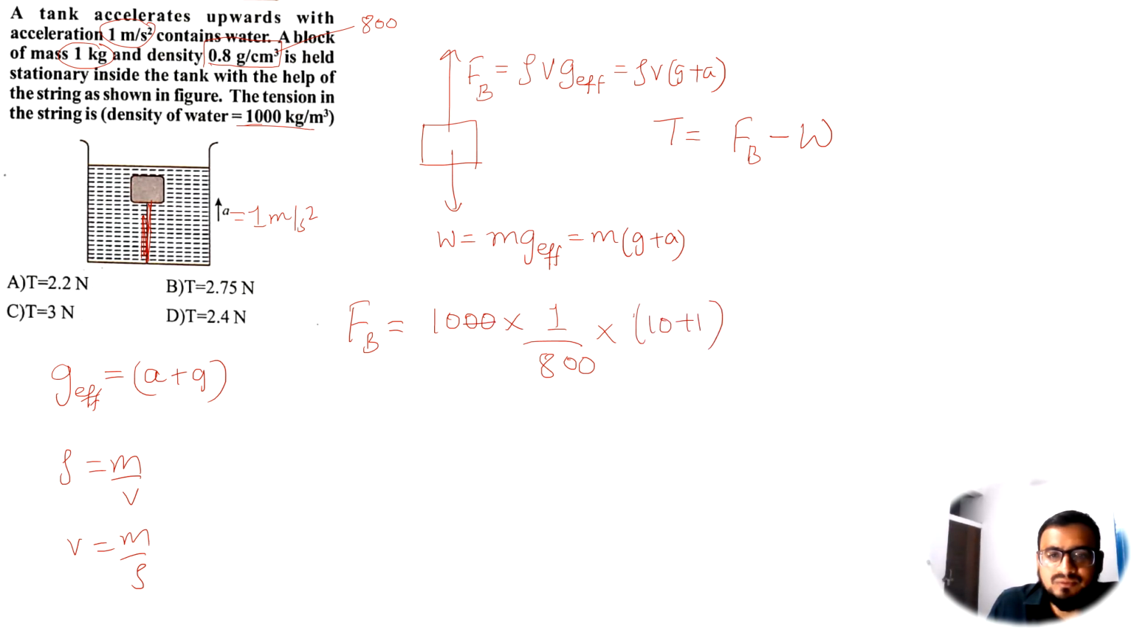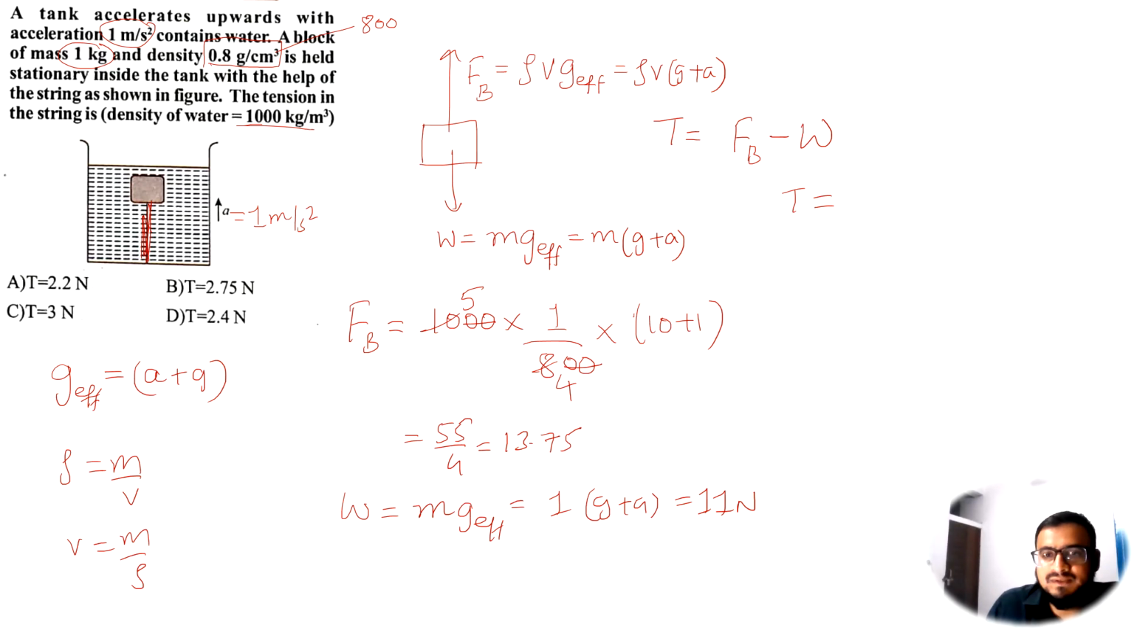So this cancels out, 2 5s are, and 2 4s are, and we have 55 upon 4, which is 13.75. Now the weight is mass times gravity, which is G effective again. So mass is 1 kg into G plus A, which turns out to be 11 newtons. If you find the tension by substituting the values of force of buoyancy and weight, it is 13.75 minus 11, which turns out to be 2.75 newton. That is the tension in the string.